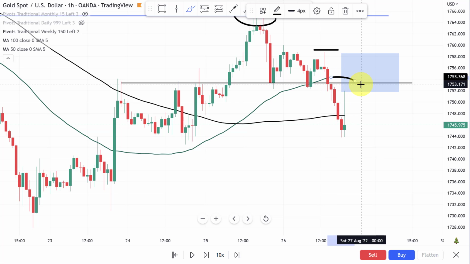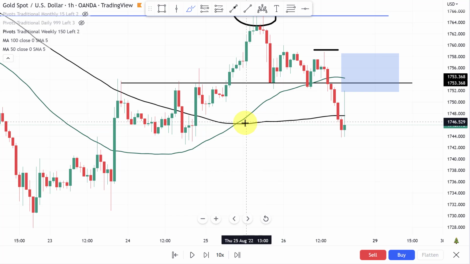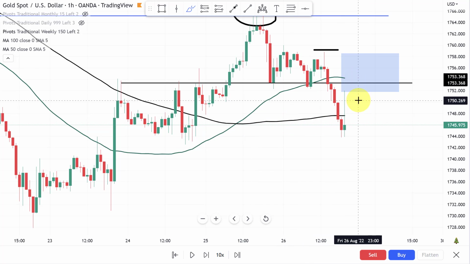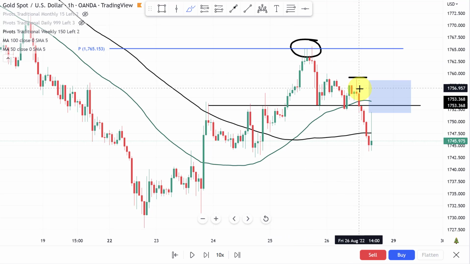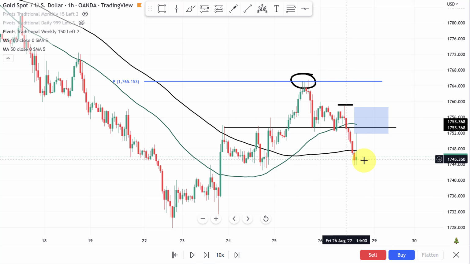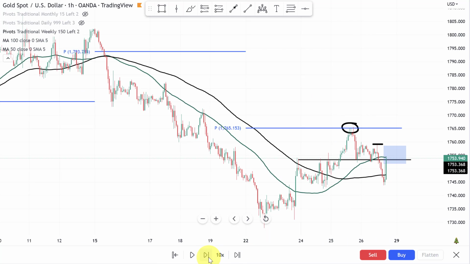The 50 moving average is starting to point downwards. Here you can see the 100 is flat and the 50 is starting to go lower. We have a break and retest here with a lower bounce. Great bearish pattern here overall. So more short seems to be quite likely at this point.